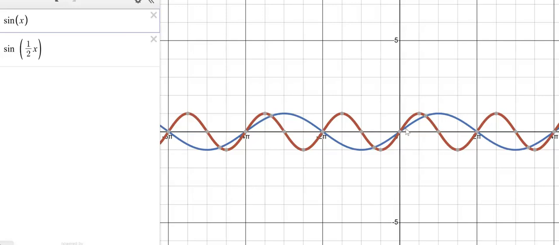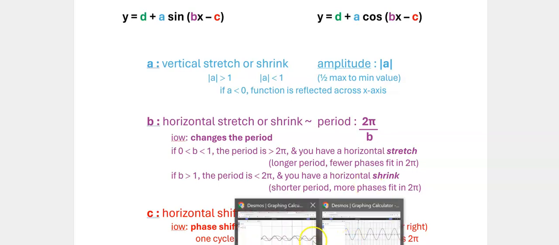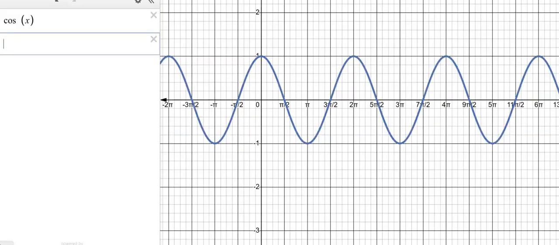In other words, if I come back over here, 2 pi divided by b. Well, 2 pi divided by 1/2 is really the same thing as saying 2 pi times 2, which gives me 4 pi. So as you can see on the graph, my period is 4 pi. And it works the same way with cosine. Only this time, instead of doing 2, I'm going to say 3. So I'll just say cosine of 3x.